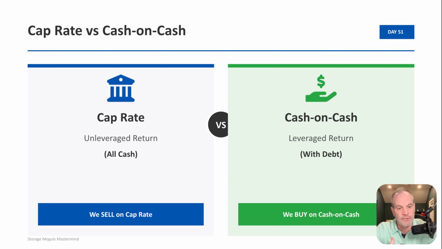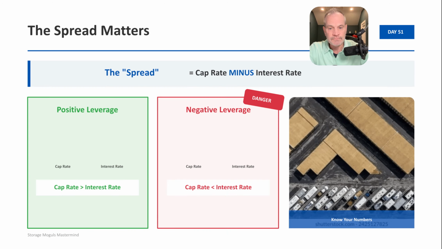evaluate deals more accurately. All right, let's dive into why the relationship between cap rate and your interest rate, or what we call the spread, matters so much. The spread's a critical indicator of a deal's financial health, and it's simply your cap rate minus your interest rate. So a positive spread indicates positive leverage, meaning your cap rate's higher than your interest rate. This is what you want. It means your property's generating more income relative to its value than what you're paying in interest.